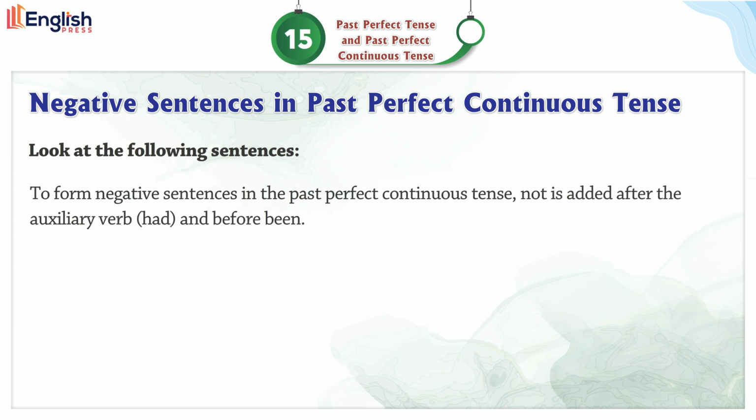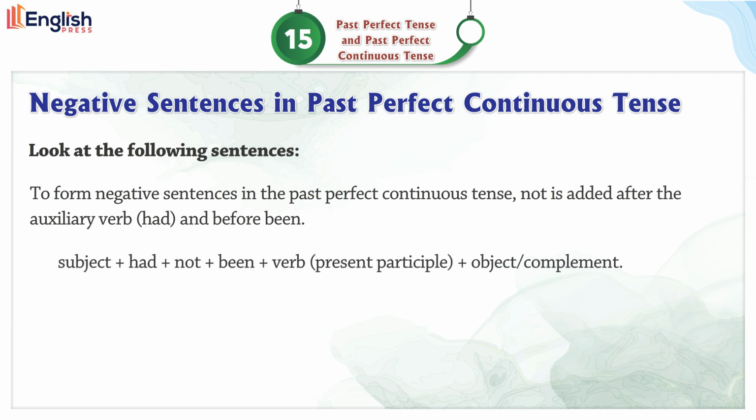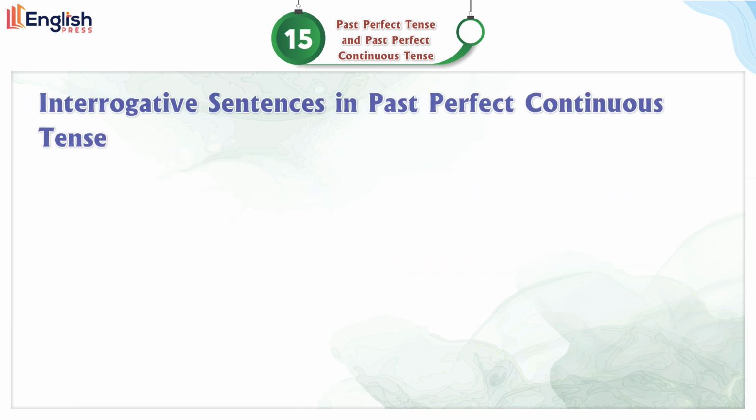To form negative sentences in the past perfect continuous tense, not is added after the auxiliary verb had and before been. Subject plus had plus not plus been plus verb, that is present participle, plus object or complement.